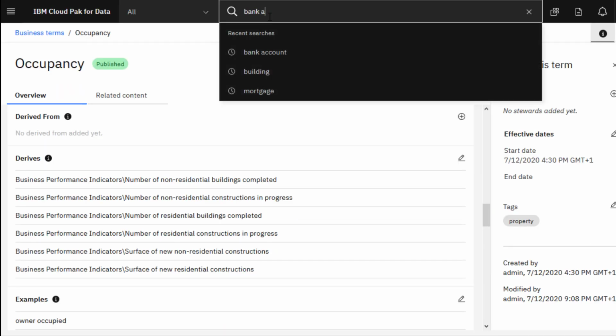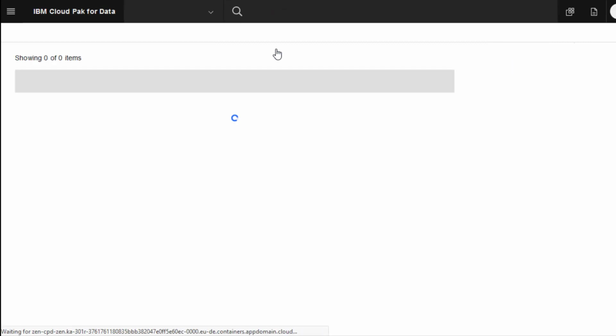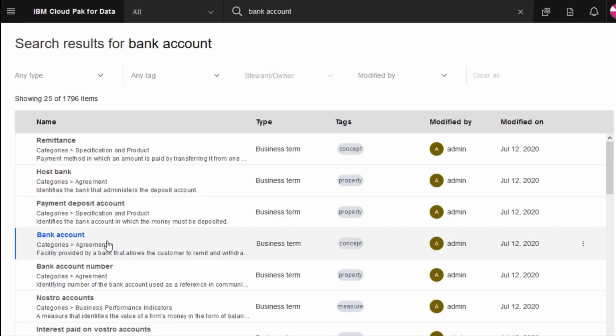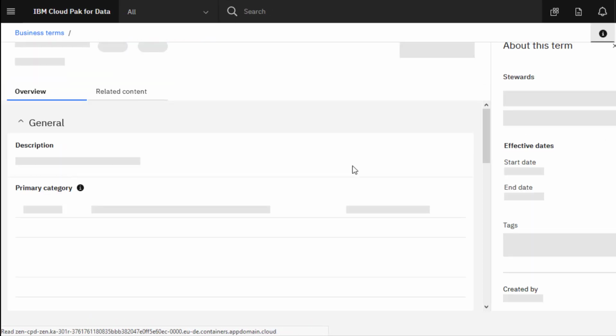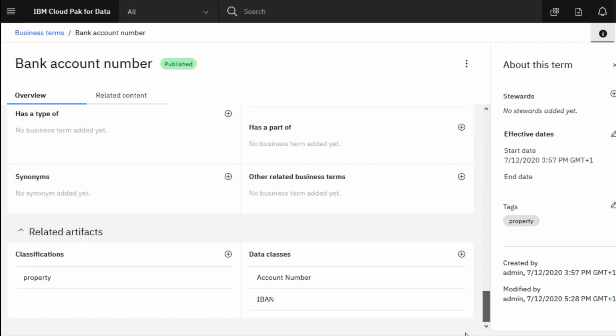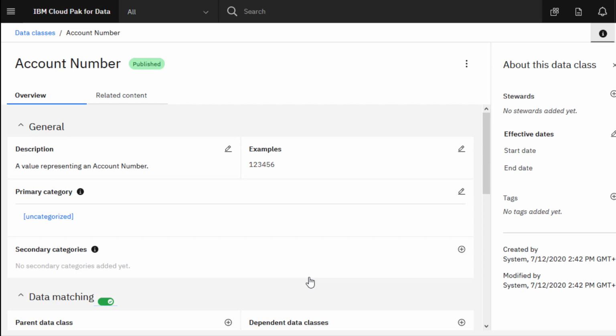One final area to look at is in relation to how the WKC data classes are already linked up to the business terms. If you look at a term like bank account number, you can see that the data classes are already mapped and they can be leveraged to govern your data.